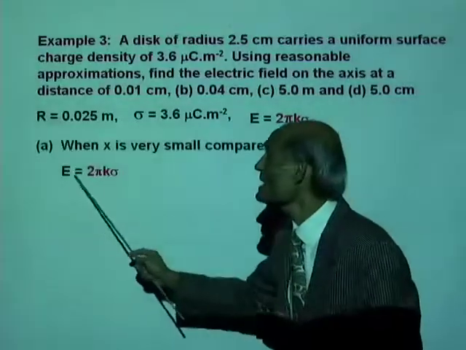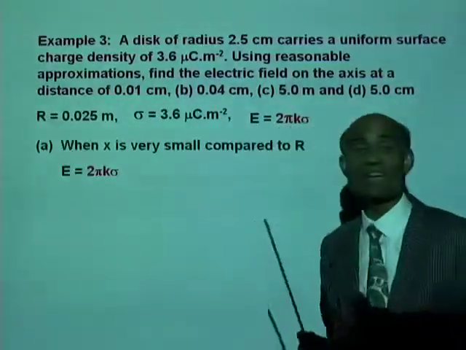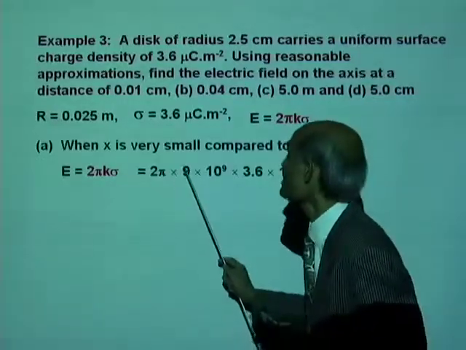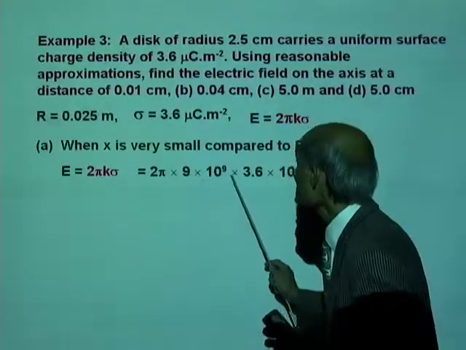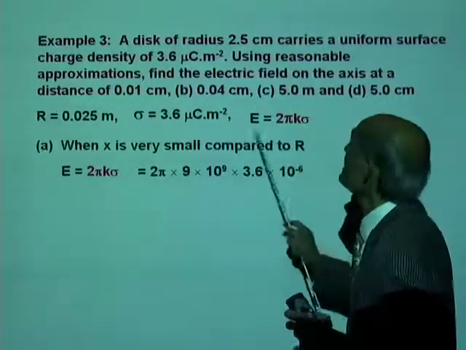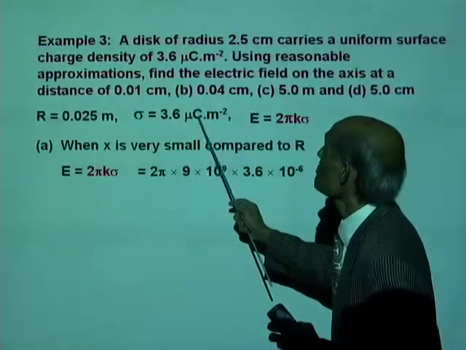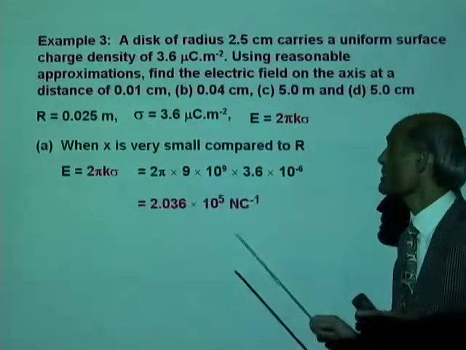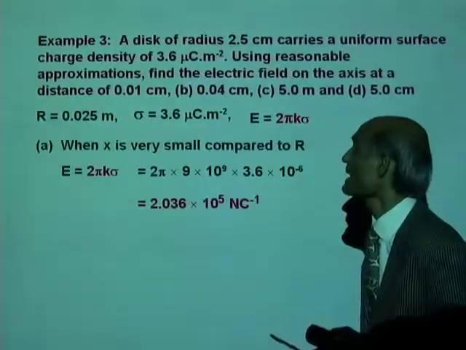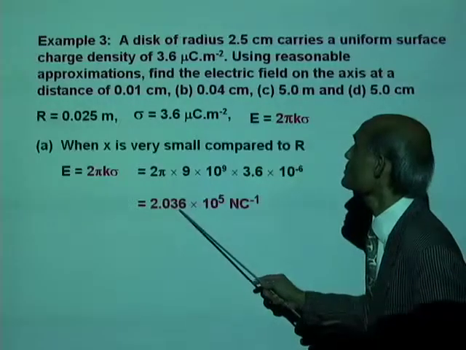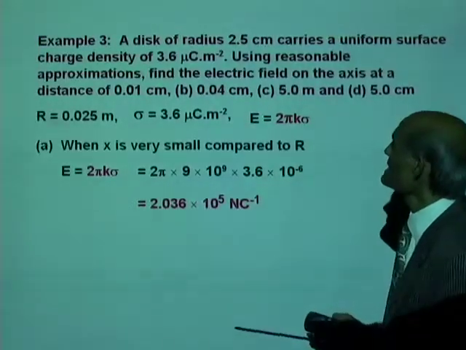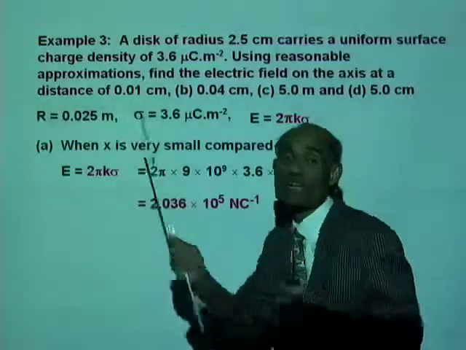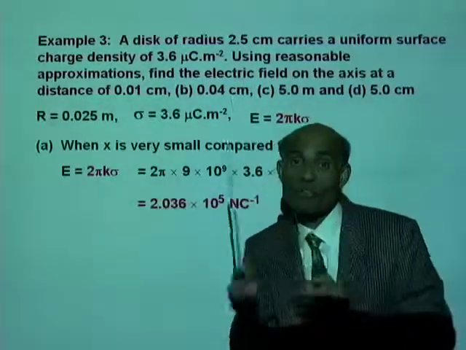So we got E equal to 2 pi k sigma. In other words, 2 pi times k, which is 9 times 10 to the 9, times sigma, 3.6 microcoulomb, make it to coulombs per square meter, and therefore the electric field is 2.036 times 10 to the 5 Newton per coulomb. We use the near point approximation.